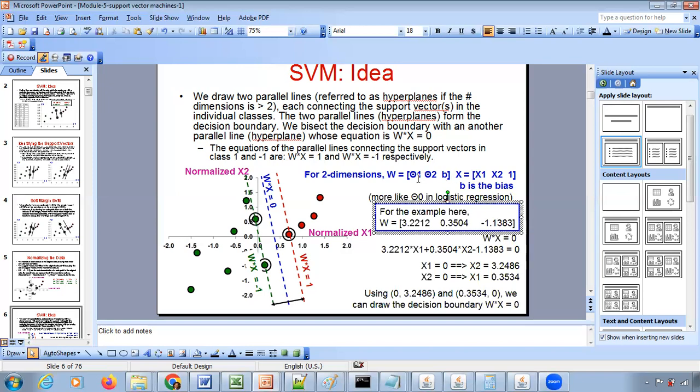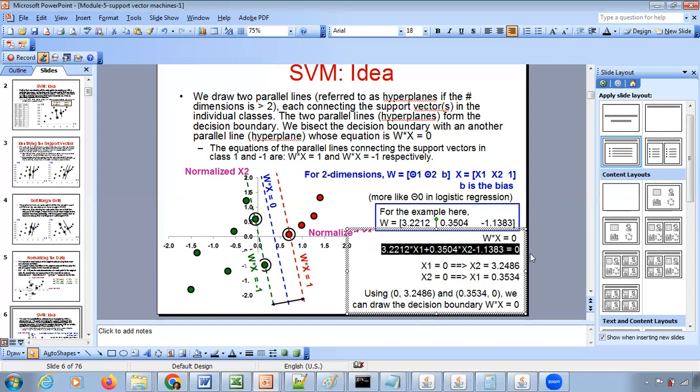Basically, you're multiplying these two. So theta 1 x1 plus theta 2 x2 plus b times 1. So that's what we get here on the left side, equals 0. So that's the equation of this line that divides the decision boundary.